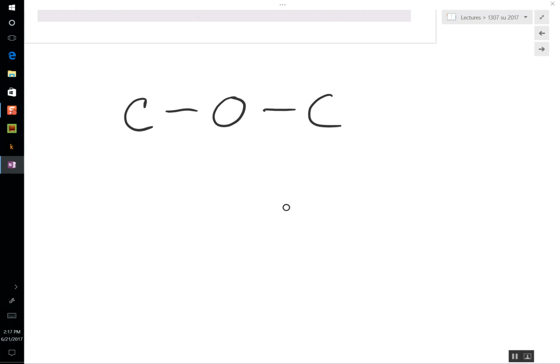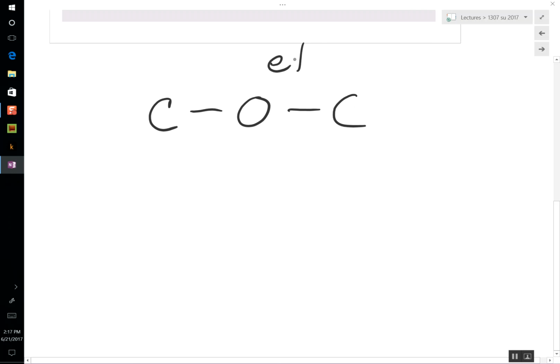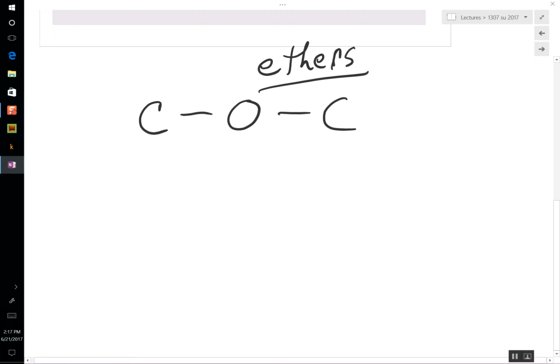It's a carbon-oxygen-carbon bond. It's an oxygen stuck between two carbons. And this is an ether. So if you've ever gone to the dentist and they said, "Oh, we're going to put you under ether," it's this kind of a compound. This is a class of organic compounds. There's all kinds of ethers.